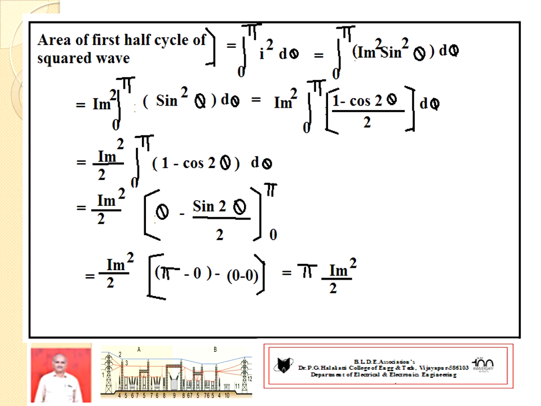We are going to get Im square by 2 into [theta minus sin 2 theta divided by 2], integration limit that is of 0 to pi. Substitute the value, we are going to get pi. Pi Im square by 2.